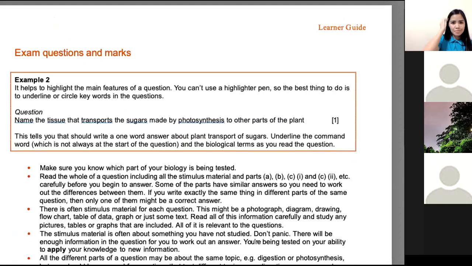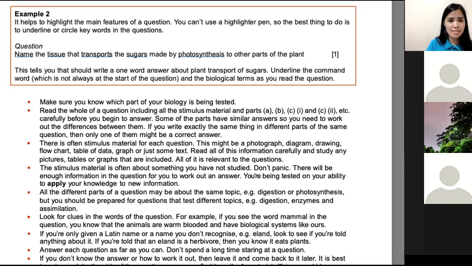Okay. Example number 2, discussed this last time. It helps to highlight the main features of a question, but you can underline or you can circle keywords in the questions. I think we demonstrated this last time. Example: name the tissue that transports the sugars made by photosynthesis to other parts of the plant. So you have to name the tissue. It says tissue only, so you have to write one answer only.